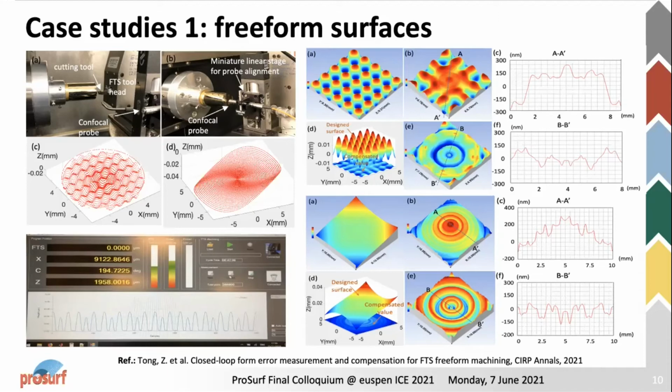Our newest progress indicates that this can bring the form error down to near 150 nanometers on this freeform surface. More detailed information can be found in our newly published paper in CIRP Annals 2021.